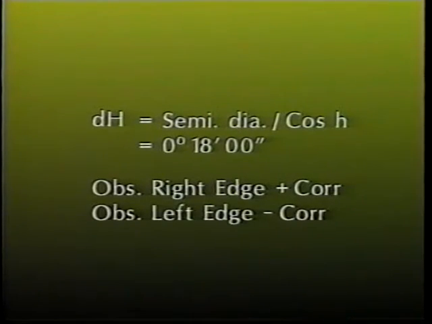To compute the azimuth to the edge of the sun, we need to compute what we call the DH correction, sometimes DZ correction. We're going to say DH. The formula for DH is DH equals the semi-diameter divided by the cosine of H. If the left edge is sighted, the correction is subtracted, and if the right edge is sighted, then we would add it. Why? Yeah, you guessed it, because Jack says so. If you draw a picture, you'll see why it is so.